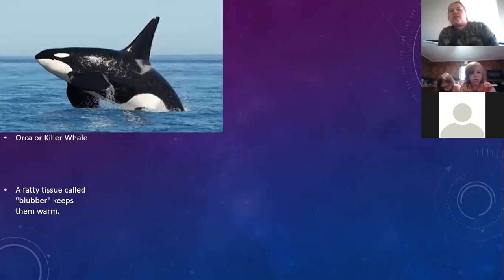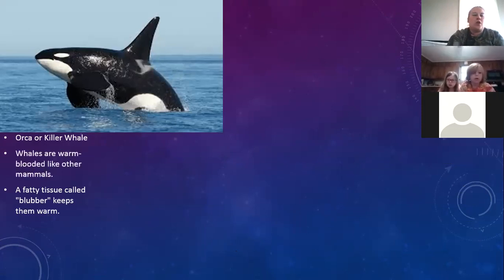So what animal is that, guys? Orca. Orca, killer whale. Yep. An orca or a killer whale. So orcas or killer whales are warm-blooded. Whales are warm-blooded like other mammals and have a fatty tissue called blubber that keeps them warm.